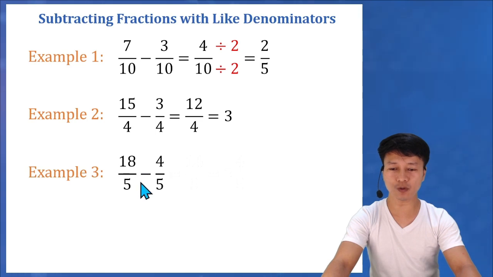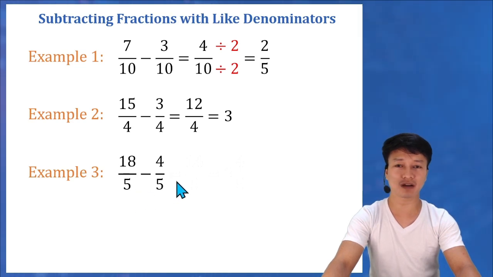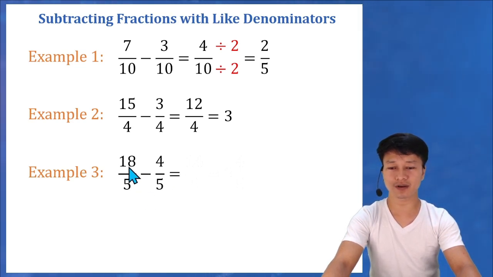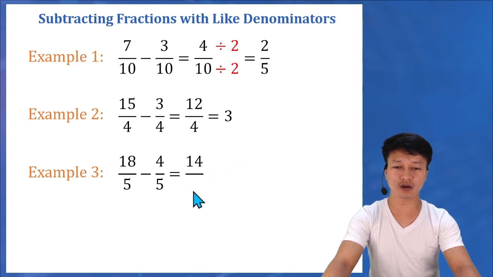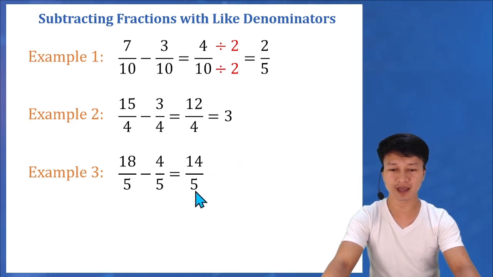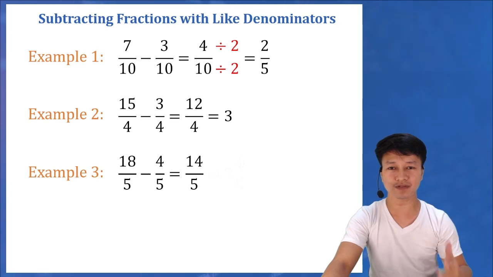Next, example number 3. We have 18 over 5 minus 4 over 5. And again, since these two fractions are similar fractions, we can subtract them directly. We have 18 minus 4 is 14 over the common denominator which is 5. And since 14 over 5 is an improper fraction, we can still simplify it further into a mixed number.